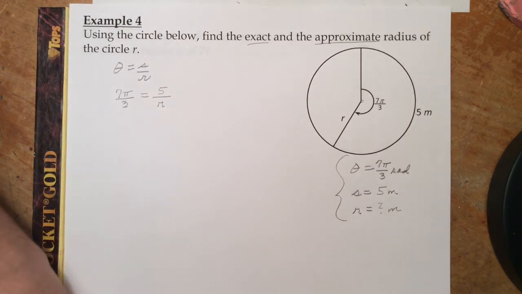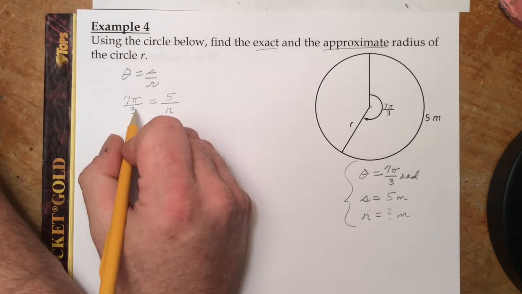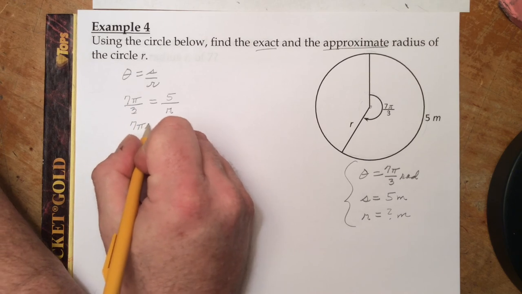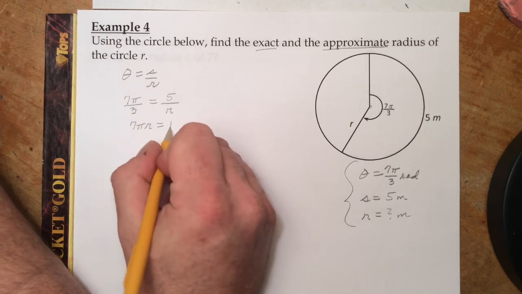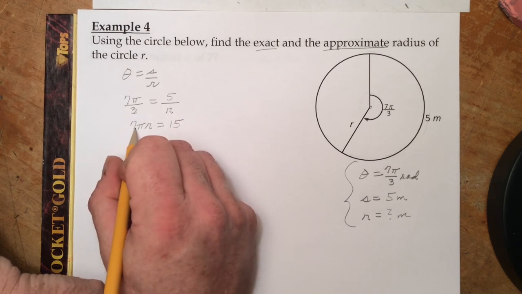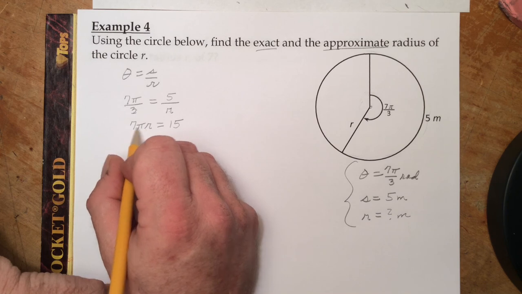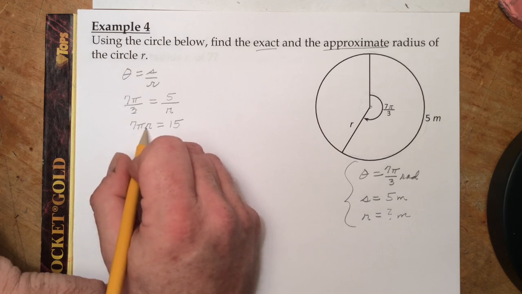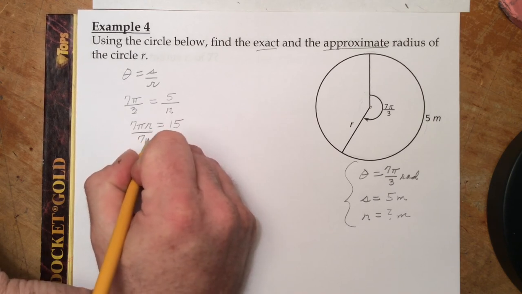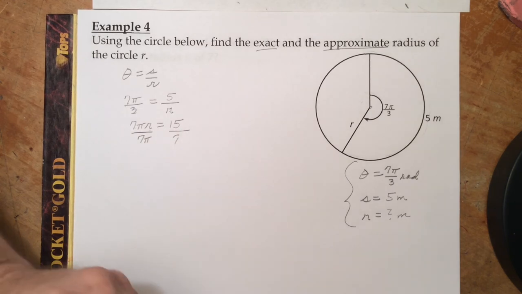Again, we have to cross multiply. So we have 7 pi times R, which is 7 pi R, equals 3 times 5 is 15. Now remember, we're solving for R, or radius. We need to divide both sides by 7, and we also need to divide both sides by pi. Since they're all multiplied together, we can go ahead and divide by both those factors, 7 and pi. So divide both sides by 7 pi.